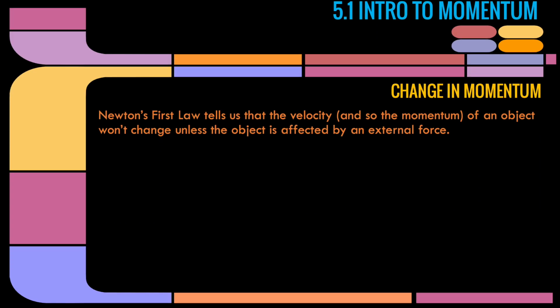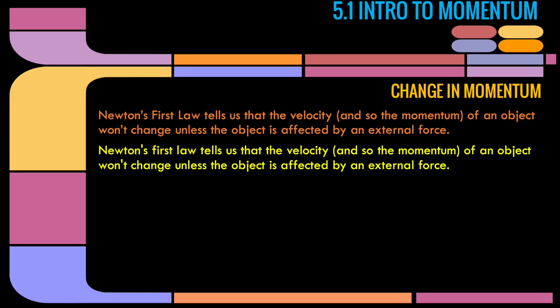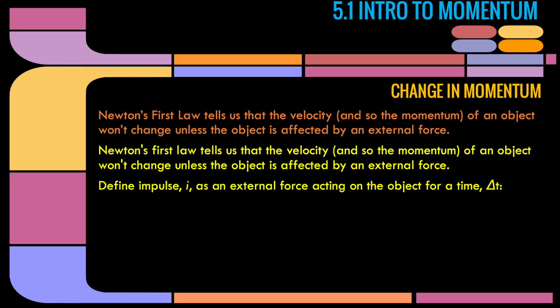So this ties up into Newton's first law, kind of nice. Remember, it's going to keep doing what it's doing unless it's affected by an external force. So we define impulse I, that should be a capital I, as the external force acting on the object for a certain amount of time, or I equals F delta T. This is called the impulse.